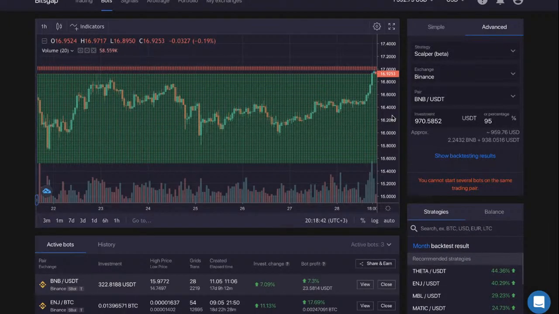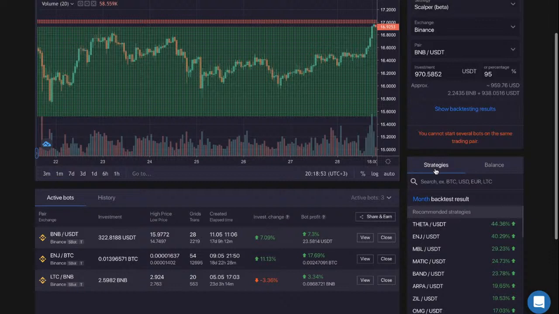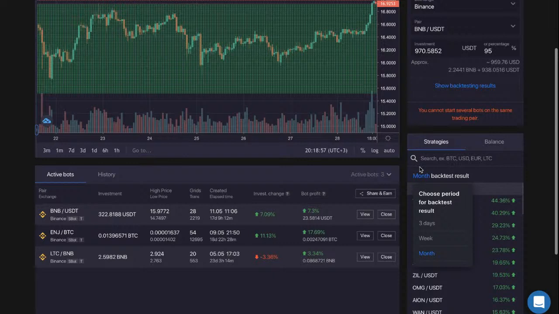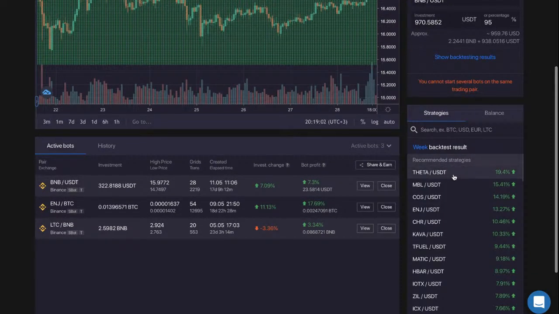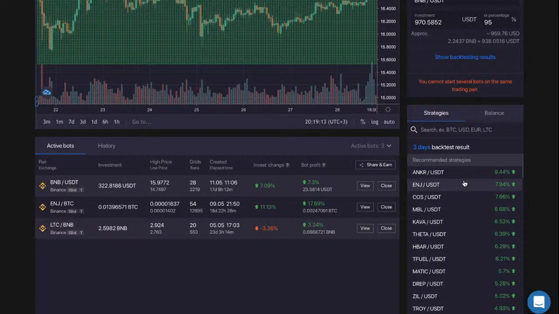Let me see if there are any other questions. How to know the best performed bots for the last 24 hours, 3 days and 1 week? On the right side, click on strategies, and here you have monthly backtest results, which you can adjust. You can have weekly, so it will display all of the recommended strategies based on the results of the last week. If you click on 3 days, it's going to use only 3 days of backtest results.